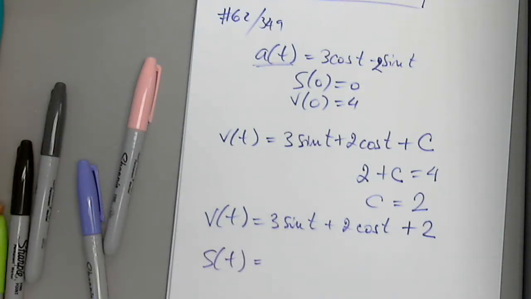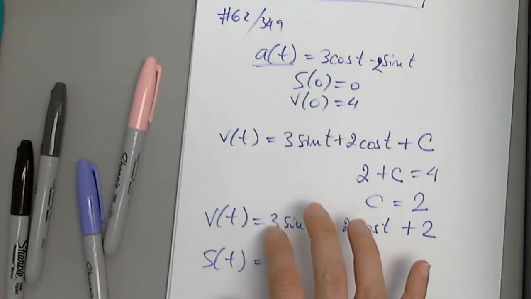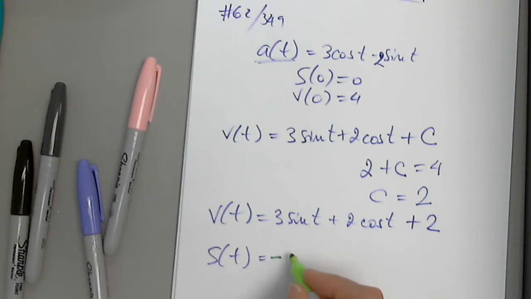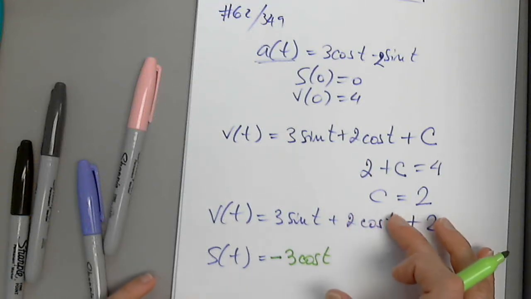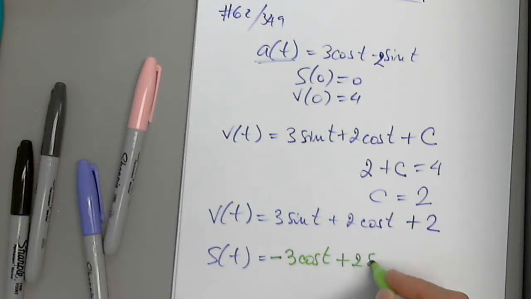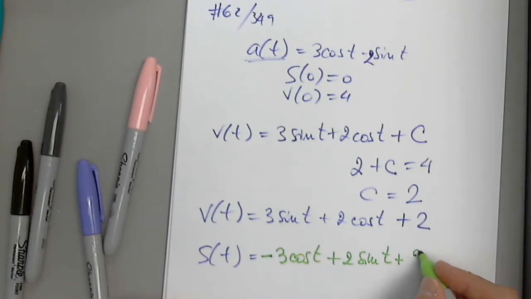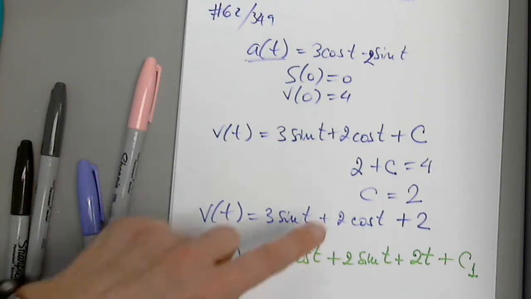So how do I find s of t? What function prime is 3 sine t? Negative 3 cosine t, because when I differentiate cosine t, I get negative sine t; with the minus in front, I get the plus. What function prime is 2 cosine t? Plus, which function prime is 2? 2t, perfect. Plus a constant, and I'm going to call this one c1, not to be confused with the previous one. Or d or whatever letter, but not c.